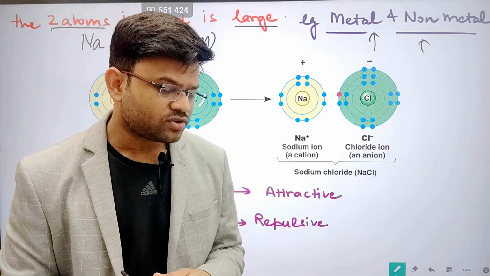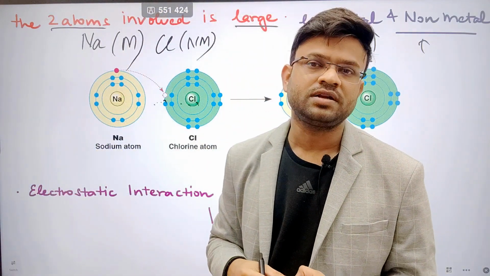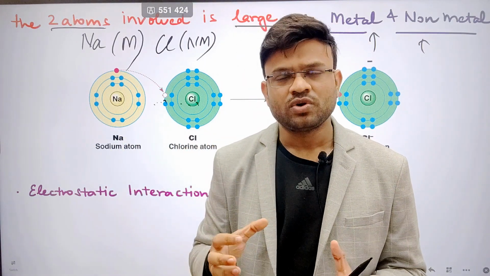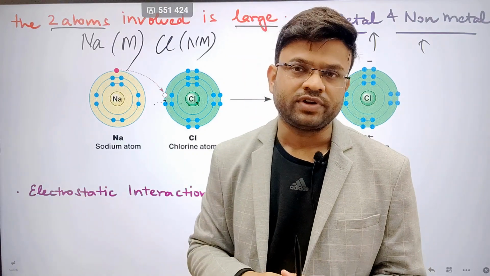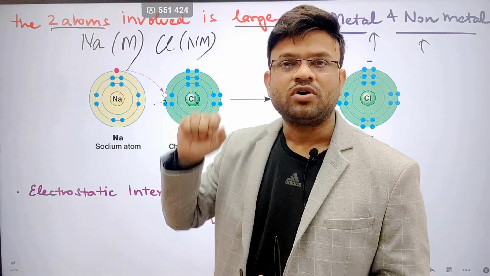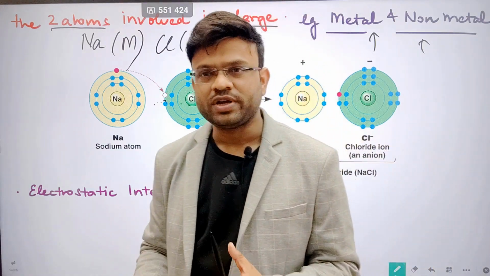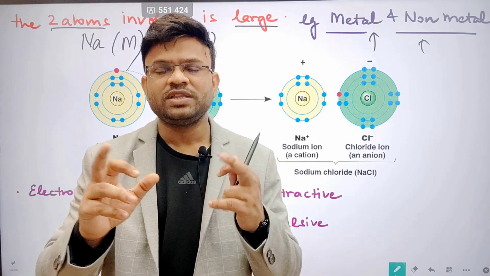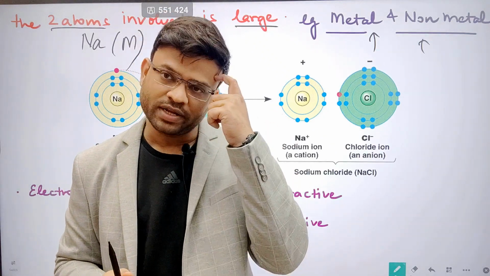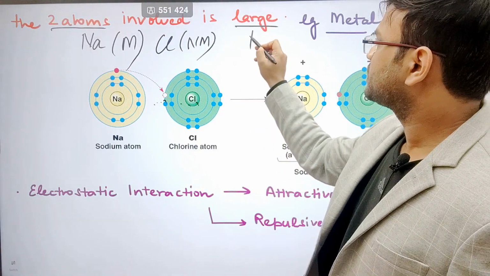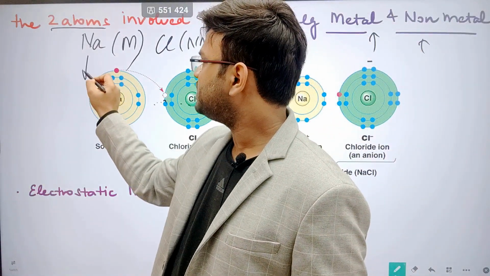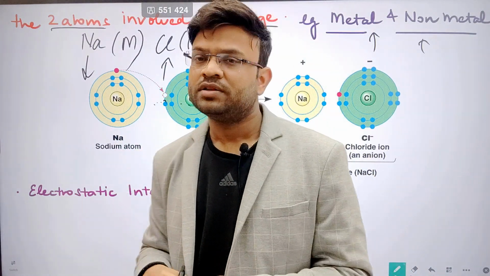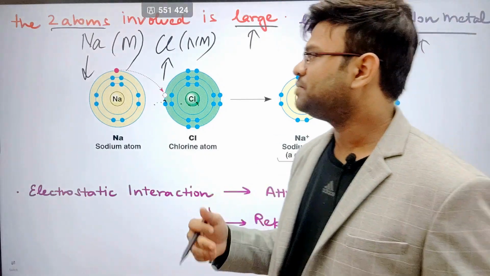Understand this, that metals are generally electropositive in nature. They do not have the capacity to pull the electron towards themselves. So they have a very, very low electronegativity. But if I'm talking about the non-metals, for example chlorine, fluorine, oxygen, they have a very high electronegativity. So the difference between the electronegativities of the two atoms over here is very large. Why? Because sodium has very low electronegativity, chlorine has very high electronegativity, so the difference between them becomes very high. Therefore, it leads to the formation of ionic bonds.